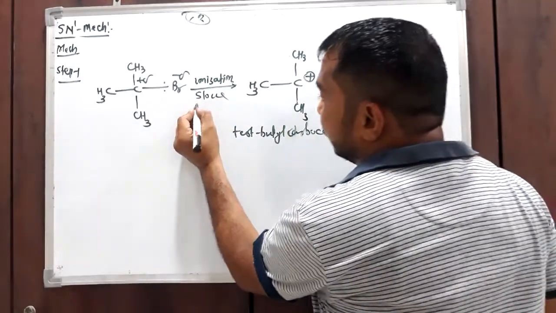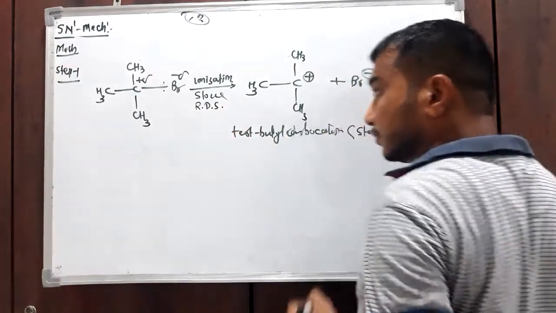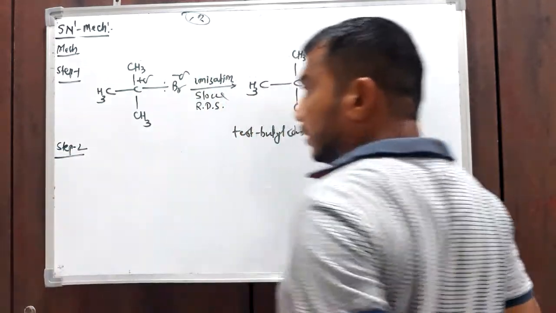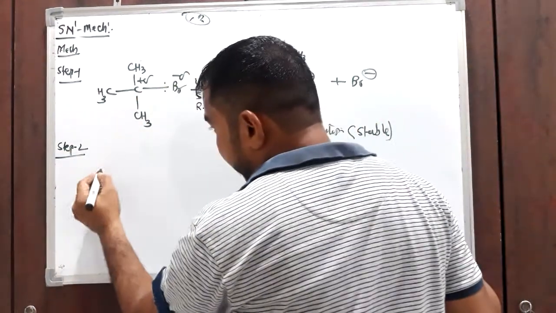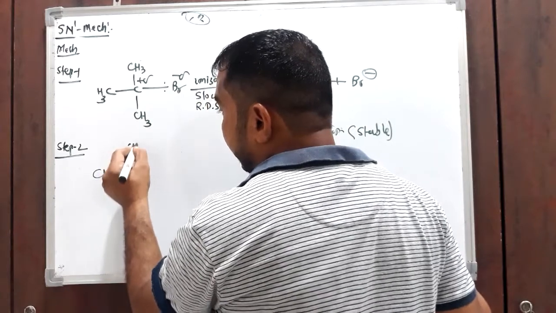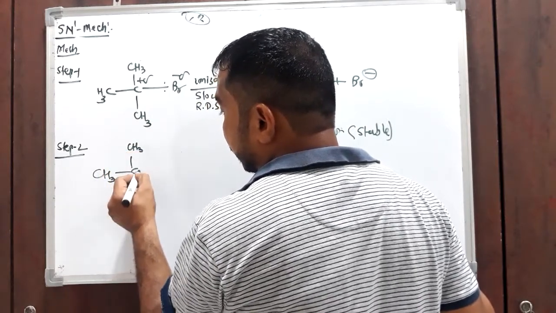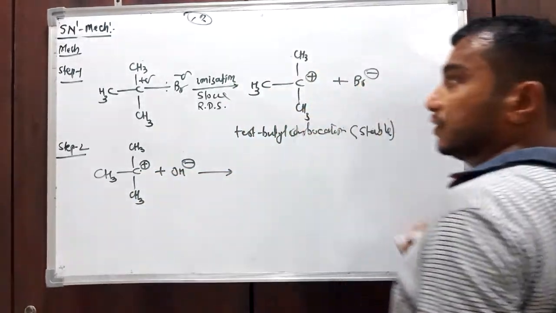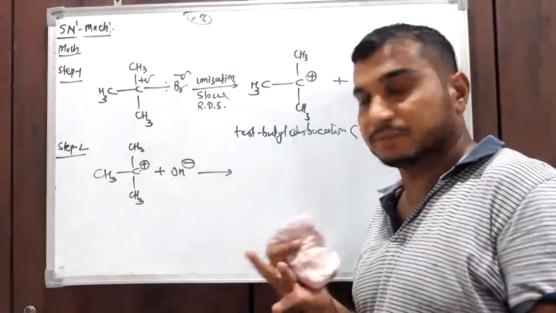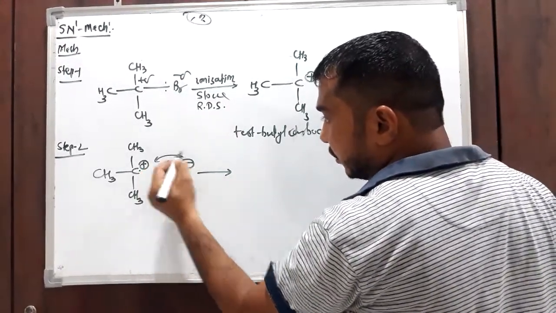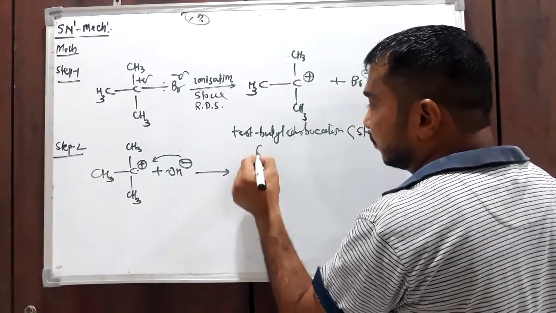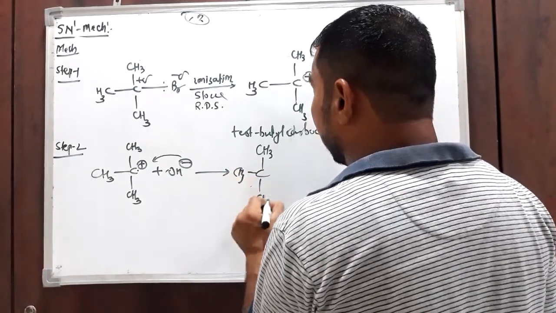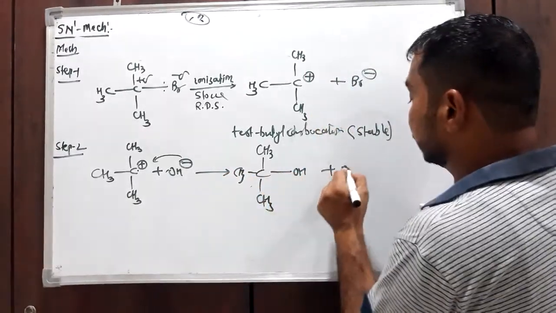Okay, so it is stable and it is RDS. This is step 1. And in step 2, this carbocation gets attacked by OH minus ion. KOH forms K plus and OH minus ion. This OH minus ion attacks this carbocation and forms our product, that is tertiary butyl alcohol. Okay, this one.